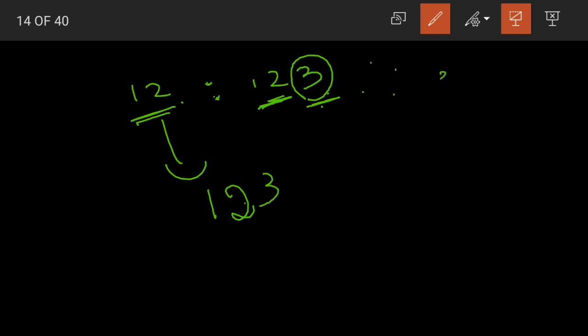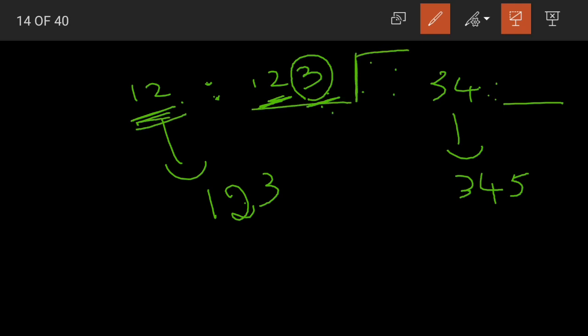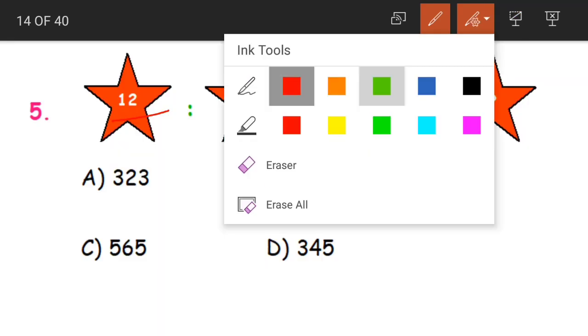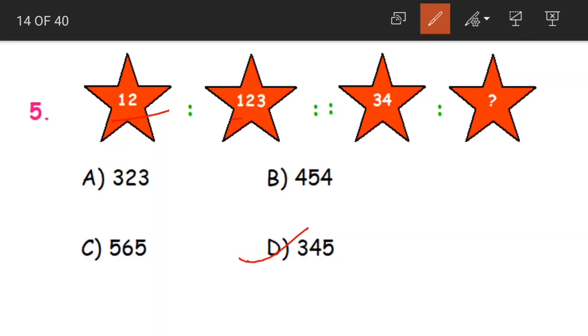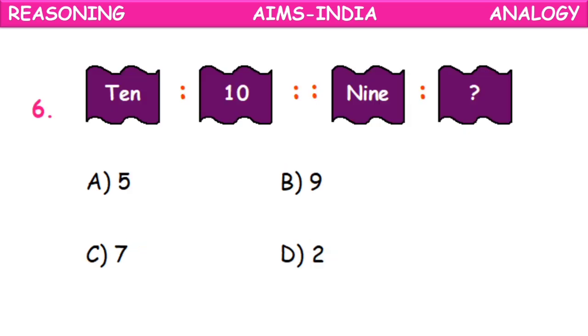Now in the same way our question is 34 is to dash. Now what should we do again? 34 write as it is, and then what number comes after 4? 5. So we'll write 5 here. Understood, children? 12 is to 123 as 34 is to 345. So option D, 345, becomes our correct answer.